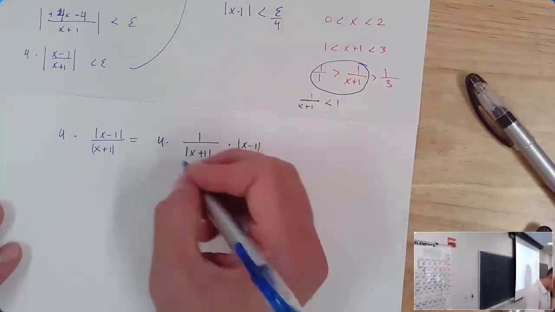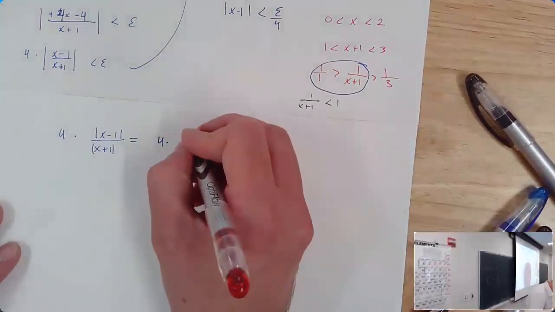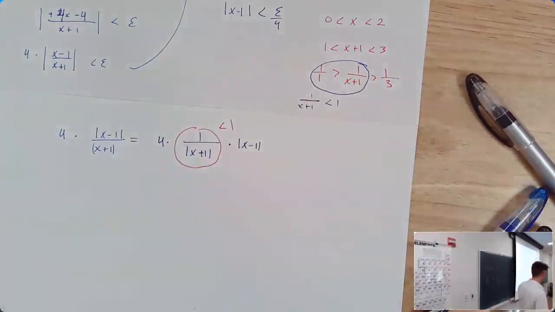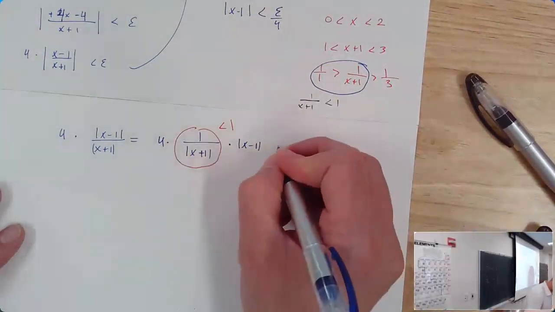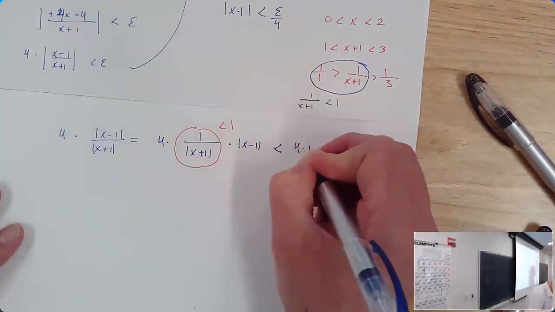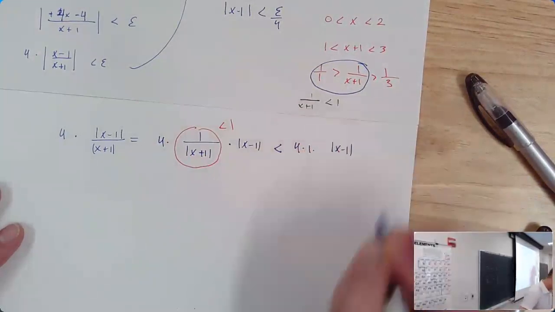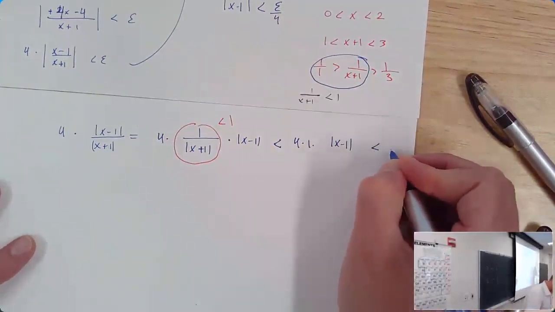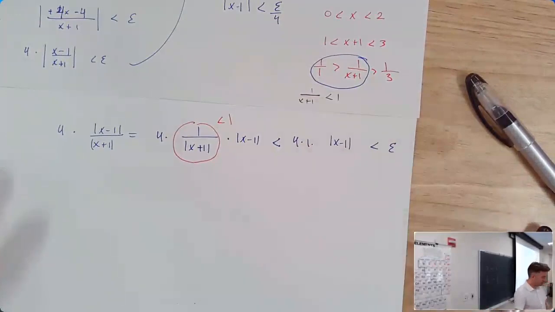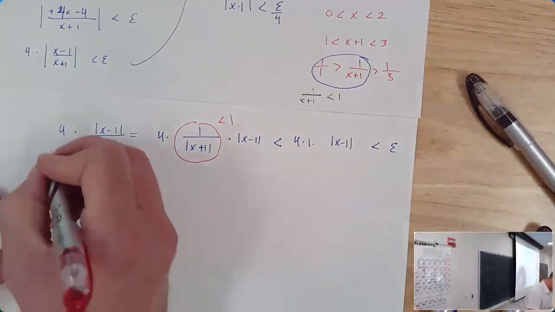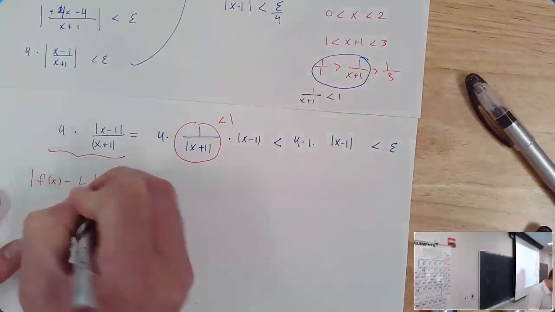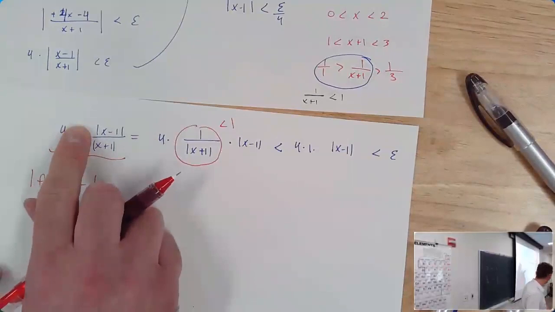And then what I'm saying is this part here specifically is less than 1. It's also bigger than 1/3, I don't care about that. It's less than 1. So then this is less than 4 times 1 times the absolute value of x minus 1. And then I want that to be less than epsilon. Because what I want is, as a reminder, this here is still my absolute value of f of x minus my limit, and I want that to be less than epsilon.